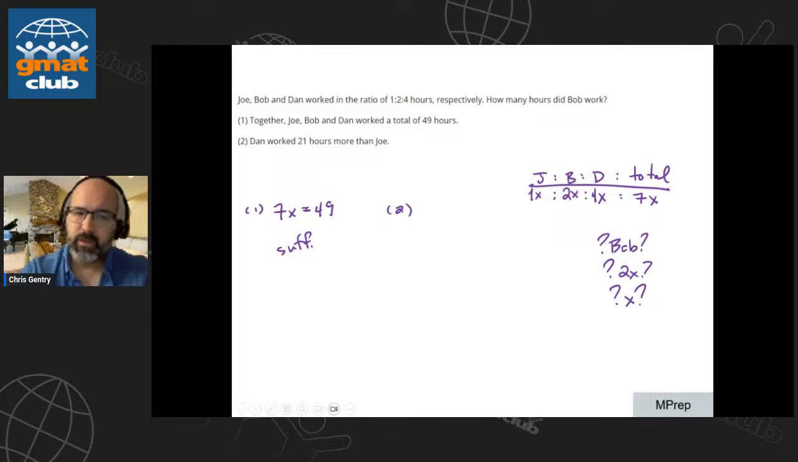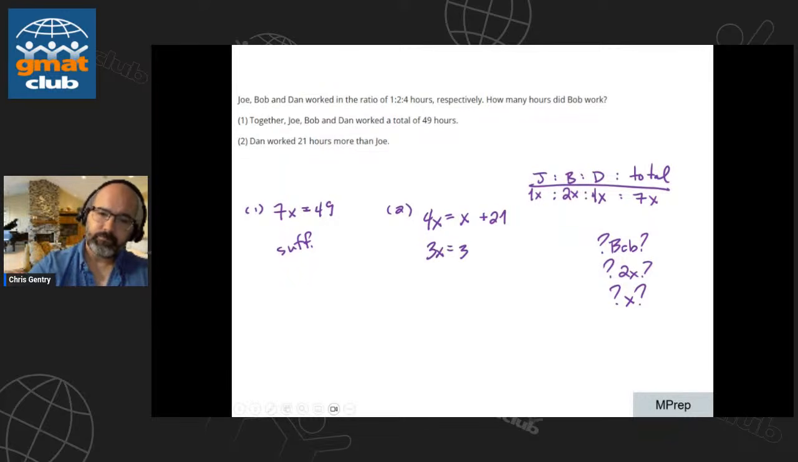I look at statement 2. Dan worked 21 more hours than Joe. Now, for our purposes, the reason we set up this chart is because Dan is no longer Dan. Dan is now 4x. And Dan worked 21 more hours than Joe. Joe is not Joe. Joe is a 1x. Combine my x terms, 3x equals 21. And I can see that I can solve for x there. And so that will also be sufficient.